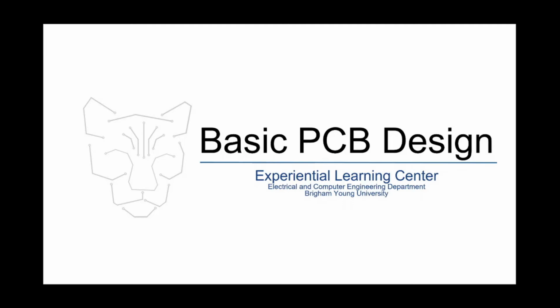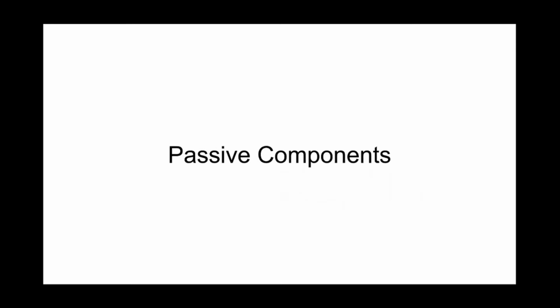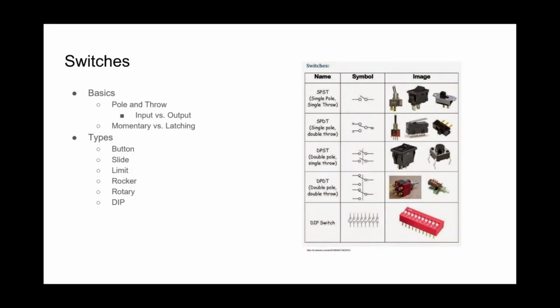Today, we're going to be talking about basic passive components, how to use them, and why they're important to circuit design. First, we're going to start with switches. Switches come in a variety of packages. You've got things like pole versus throw, momentary versus latching, so let's break it down and start with a very simple example to begin with.